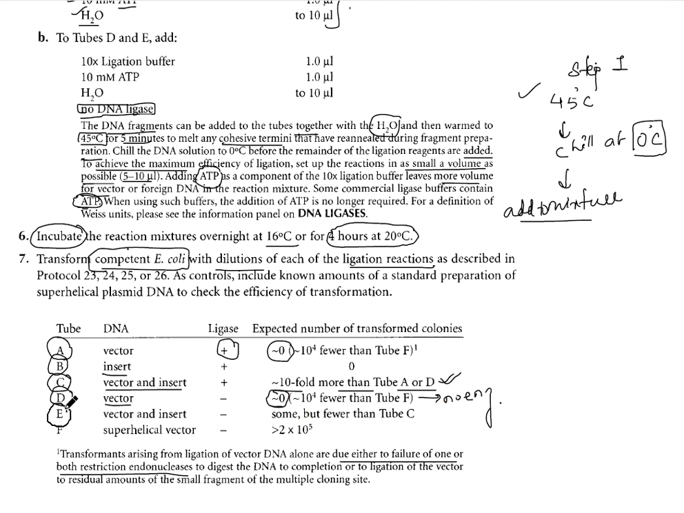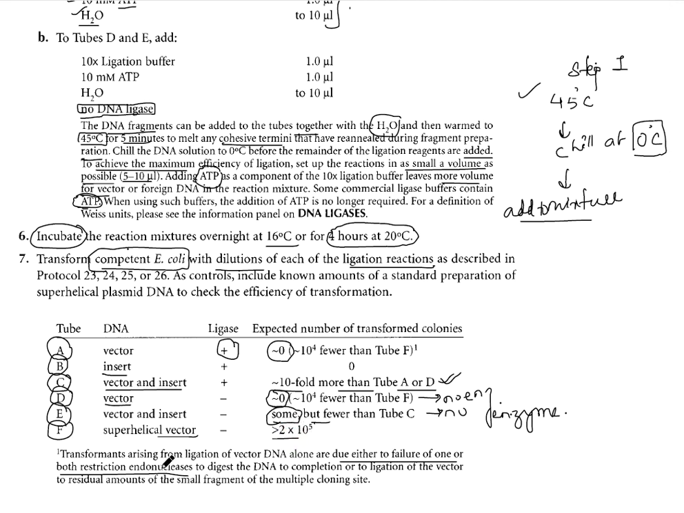E also has no enzyme. But in case of E, colonies are observed. It is expected that colonies should not be there because the enzyme is not there, but still fewer colonies are seen. And in case of F, the supercoiled vector, we also expect that there should not be any colonies, but colonies are observed.